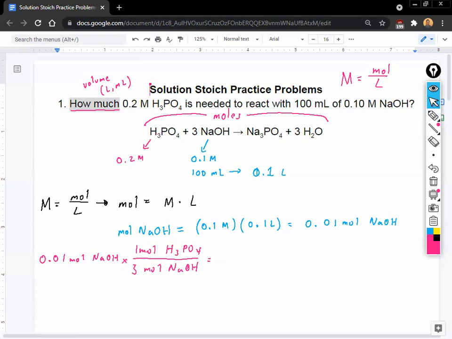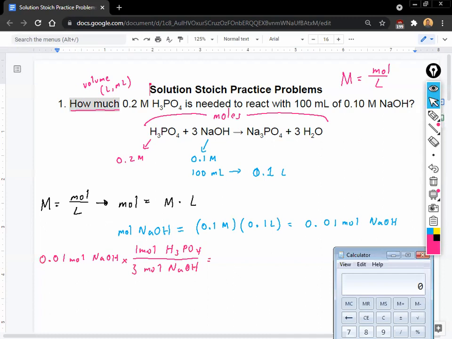So I can just go to my calculator real quick. And then I'm just going to plug that in. So 0.01 divided by 3, and then 0.00, and then 3 repeating. So I'm just going to round it off to 0.0333 moles of H3PO4.